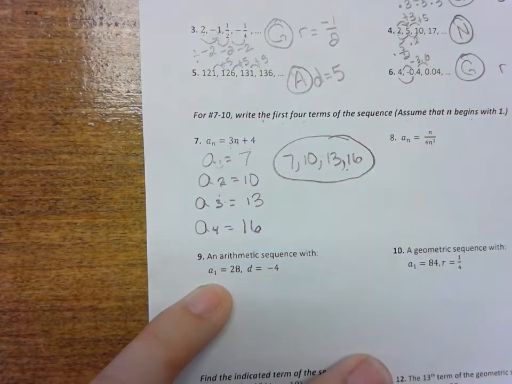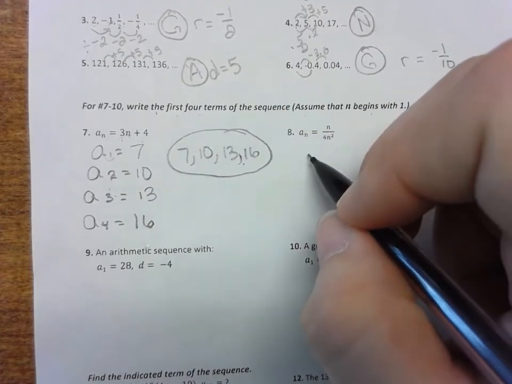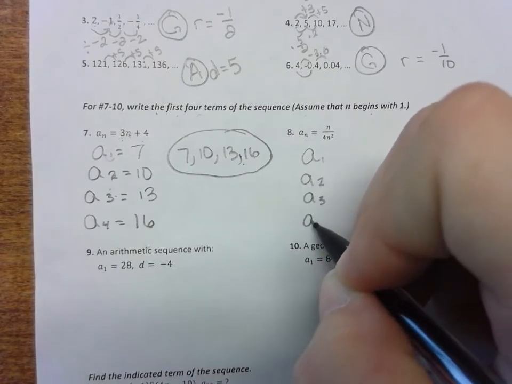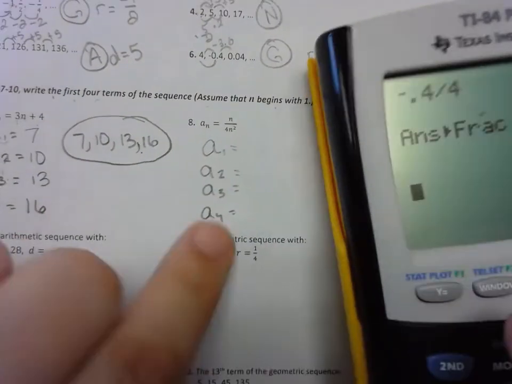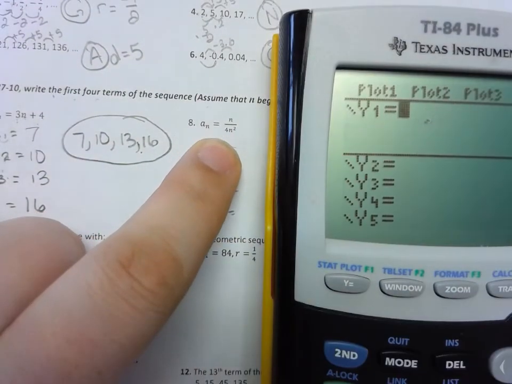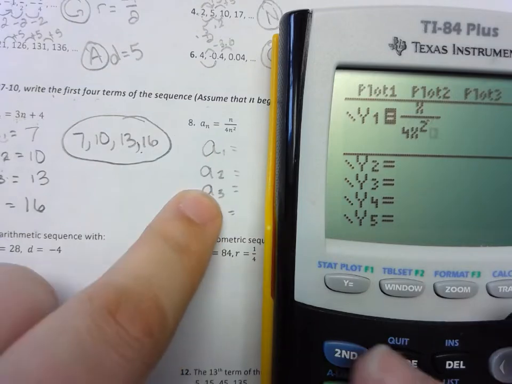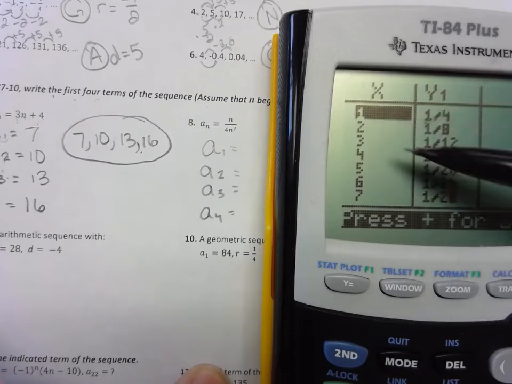Okay? Same thing over here. We need to find a sub 1, a sub 2, a sub 3, and a sub 4. Now remember, I did teach you how to do this in the calculator. All you would have to do is put the function that I give you in y equals n over 4x squared, and then go to your table and it will plug in 1, 2, 3, and 4 for you. So a sub 1 would be 1/4, a sub 2 would be 1/8, a sub 3 would be 1/12, and a sub 4 would be 1/16.